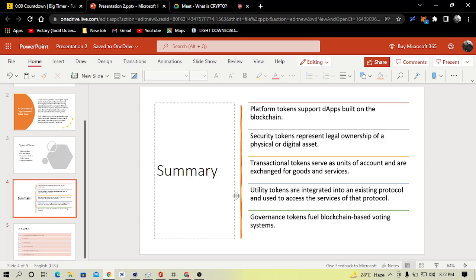Basically, for those of us who are not in the first class, we know what the Anchor protocol is, where we stake our stable coins, our stable UST, to earn 20% per year. So look at Anchor protocol as a decentralized app. So utility tokens are integrated into an existing protocol.